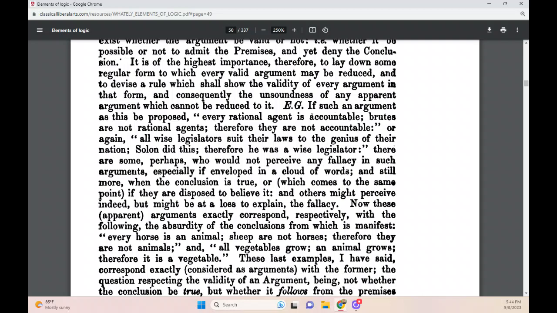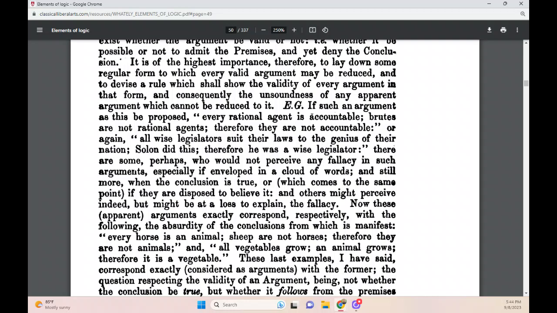Does it necessarily follow then that all brutes are not accountable, or that no brutes are accountable? The answer is no, it doesn't follow. Because if we think about that diagram, just because a brute is outside of the circle of rational agents doesn't mean that they're all outside the circle of accountable things.